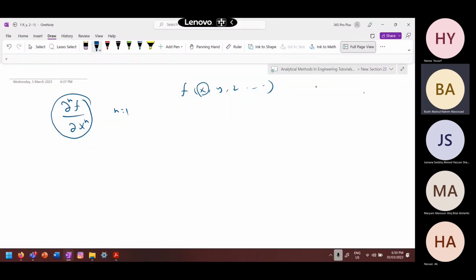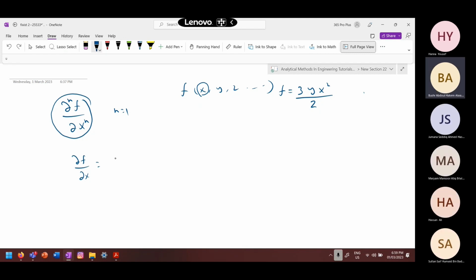Any other variable will be just counted as constants, like any number, 1, 2, 3, whatever. So let's say you have f is equal to 3yx squared over z. To differentiate this, let's say partial f over partial x, you will count all of these as constants, and you only differentiate on this. You just operate on the x squared. So you will be having 3y times 2x over z, equal to 6yx over z.